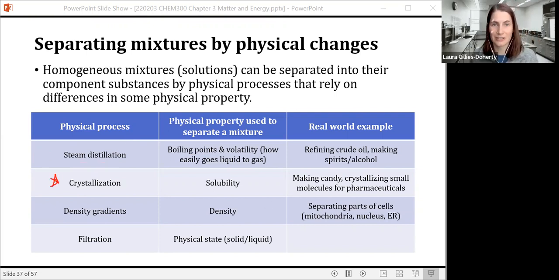Another really common one is crystallization. Crystallization depends on the physical property of solubility. So different substances can dissolve better or worse in water compared to one another. This is used a lot in candy making. Sucrose, depending on the temperature of the water it's dissolved in, can be very soluble. It's very soluble in hot water, but in cold water, sucrose, sugar, is not as soluble.